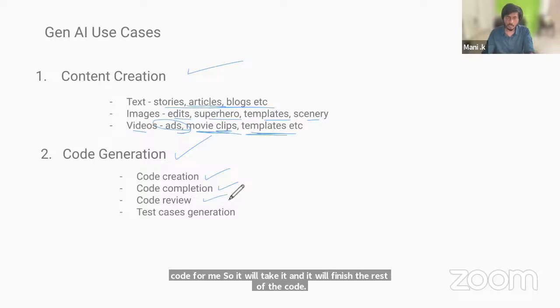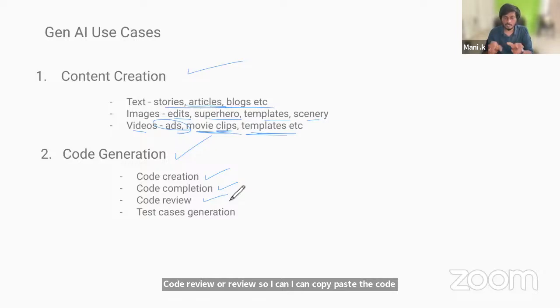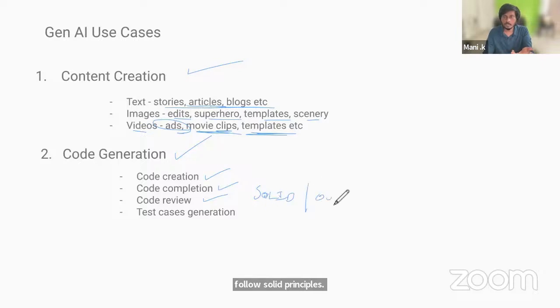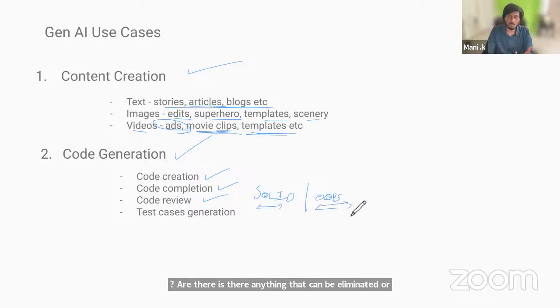Code review. So I can copy paste the code I have written in ChatGPT and ask it to review and tell me, is it following SOLID principles? In coding, usually we follow SOLID principles, right? Is it following all of the basic OOPS principles? Is there anything that can be eliminated or minimized and make the code design even better? That is something I can do.